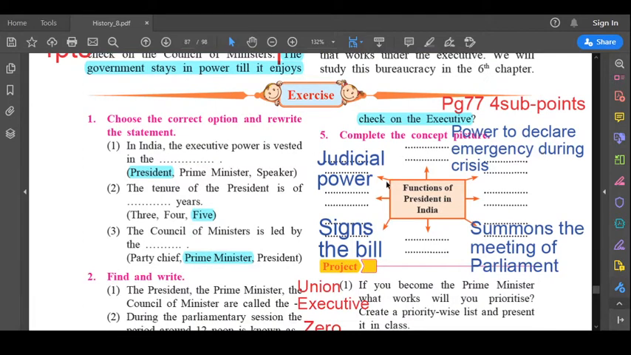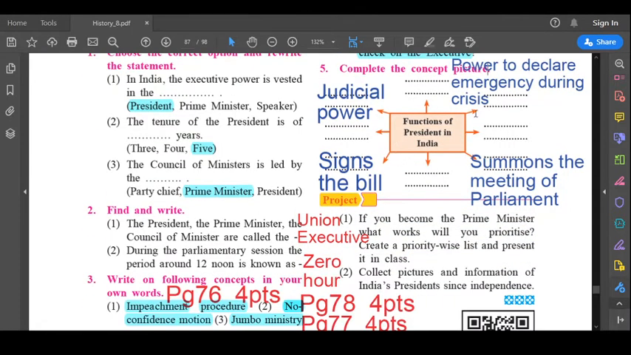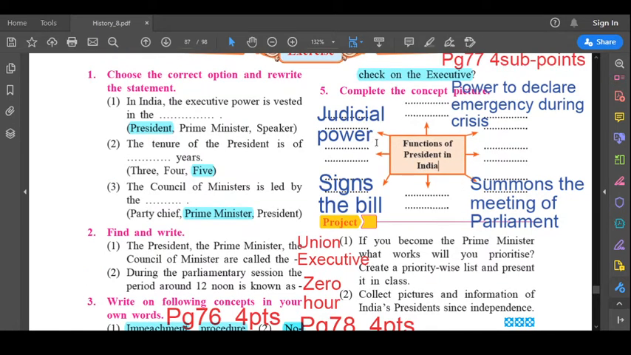The last question of this lesson, complete the concept picture. Okay, so it's a web diagram. Functions of the president in India. So your 4 functions are mentioned. I have marked it with blue ink. First function, judicial power. Second one, signs the bill.